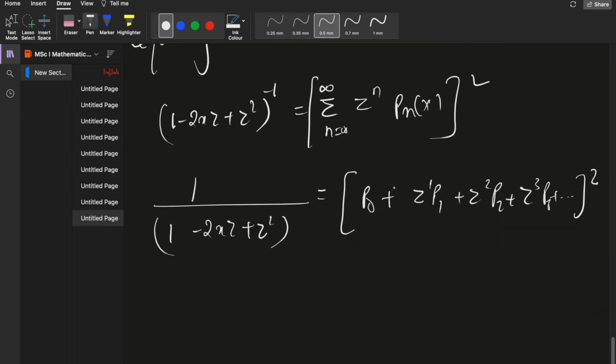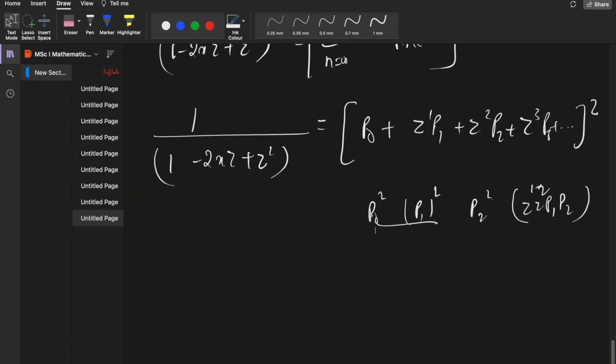So when we do the square of this summation series, we will get two types of terms. One term will be of P0 square, P1 square, P2 square, and another will be the cross terms like P1 P2, with powers of z. So on expanding, when we square this, we will get two types of terms.